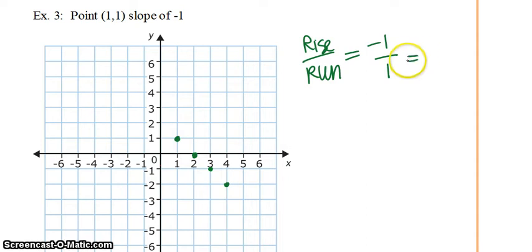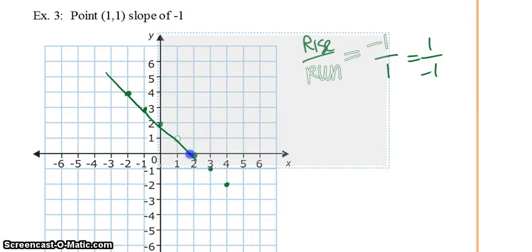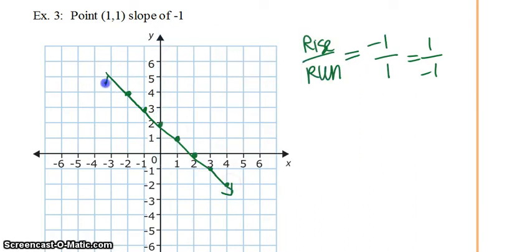But likewise, we want it to equal negative 1. Well, 1 divided by negative 1 works as well, right? That still gives me a negative 1. So I could start back at this point, and I can rise a positive 1, but run a negative 1. That means go to the left. So up 1, left 1. You can reverse the pattern in the opposite direction. And look at how many dots I was able to draw. Not the best line ever, but it's a line. So there you go.